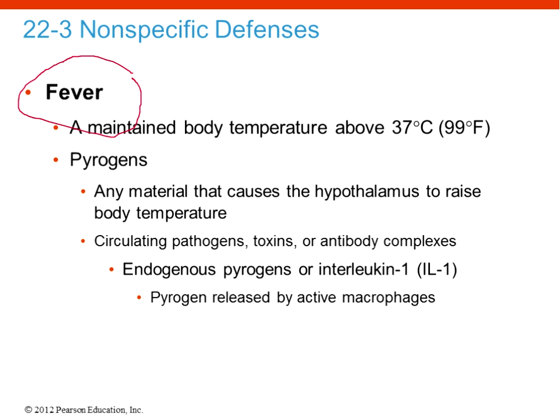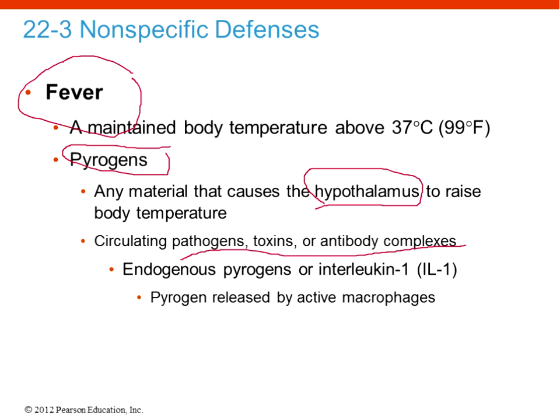Last one is a fever. Fever is body temperature maintained above 99, and the reason for fever really is because of what are called pyrogens. Pyrogens are basically any material in the body that causes the hypothalamus, where the thermoregulatory center is located, if you recall from Unit 1, to help raise body temperature. Raising body temperature makes it harder for these abnormal pathogens to survive, like you're almost cooking them out of your body, right? Elevating the temperature makes it harder for these pathogens to survive.